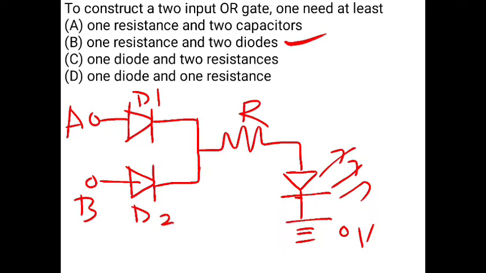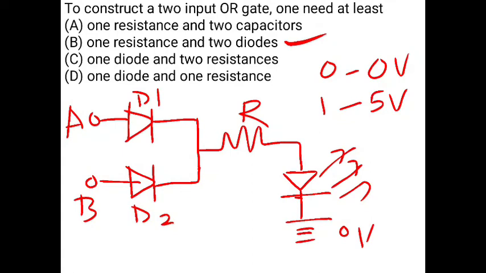Here, 0 means low volt, that is 0 volt, and 1 means we are giving 5 volt. First we can construct a truth table. Here we are giving 1 and here we are giving 0. Then there will be a potential difference existing between them. This diode will remain off.